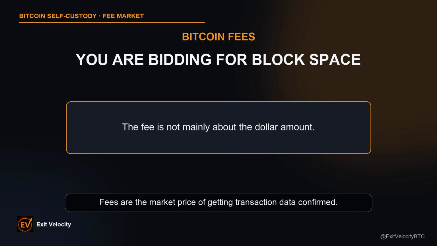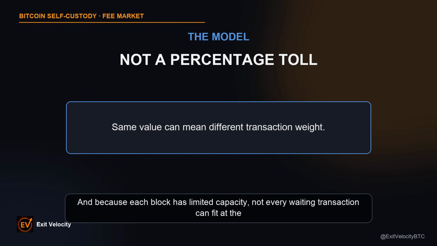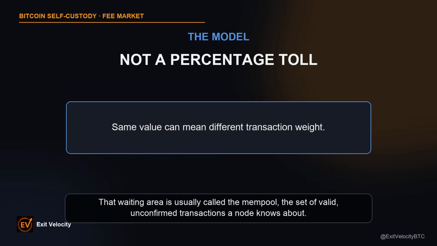Fees are not a punishment. They are not a tax from Bitcoin headquarters. There is no headquarters. Fees are the market price of getting transaction data confirmed. Start with the block. Bitcoin batches transactions into blocks. Miners build candidate blocks. Nodes enforce the rules.